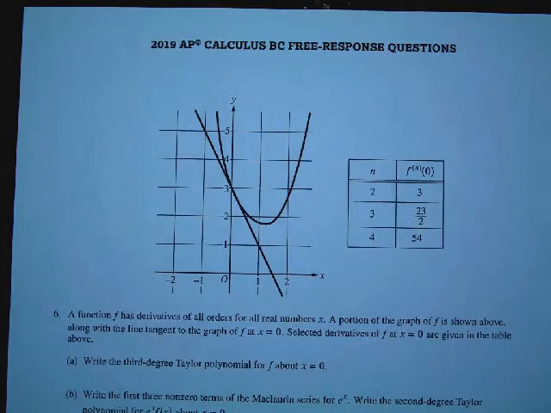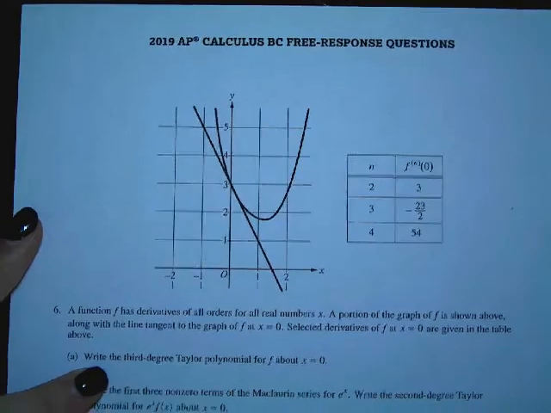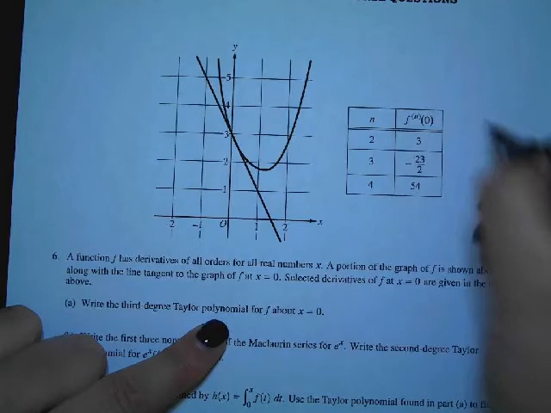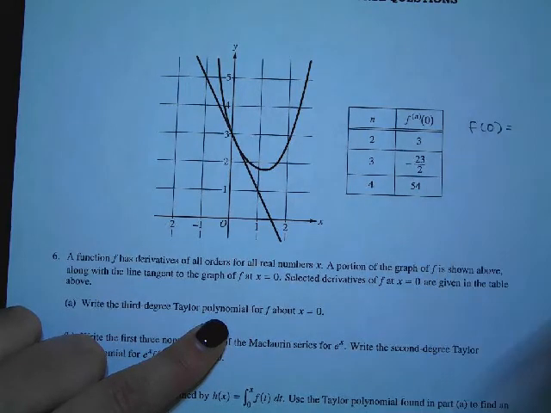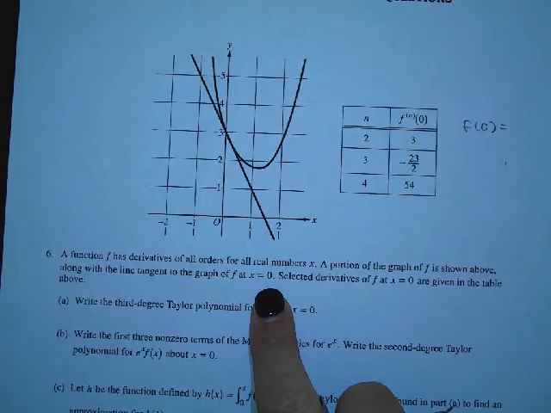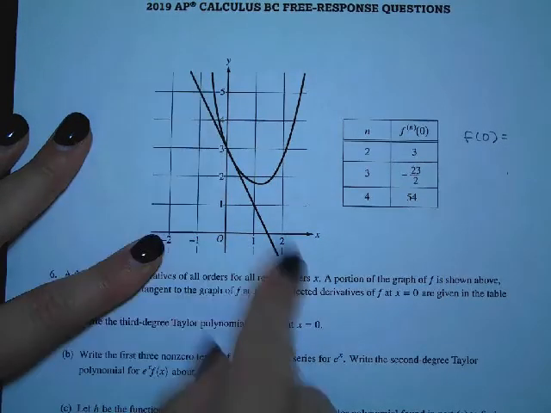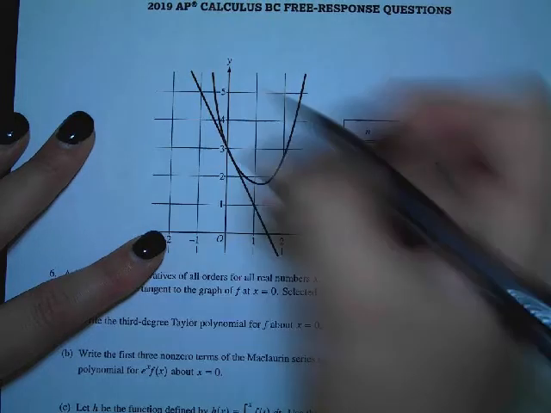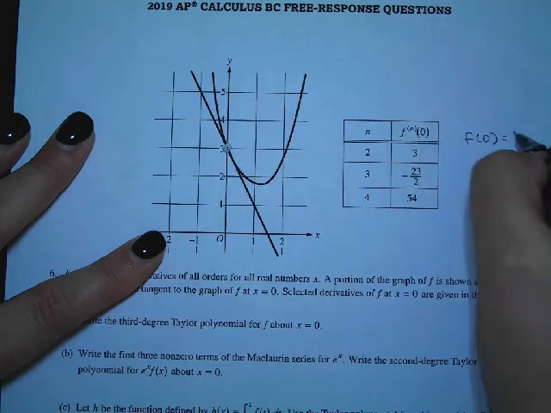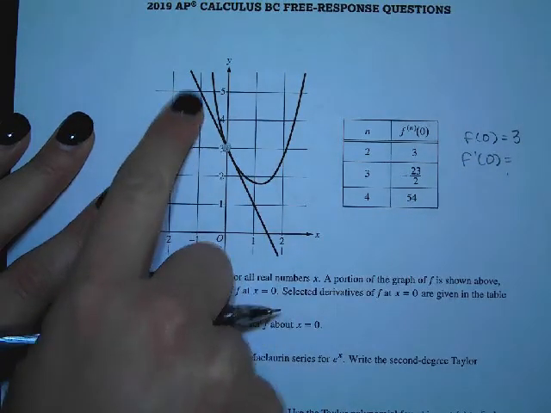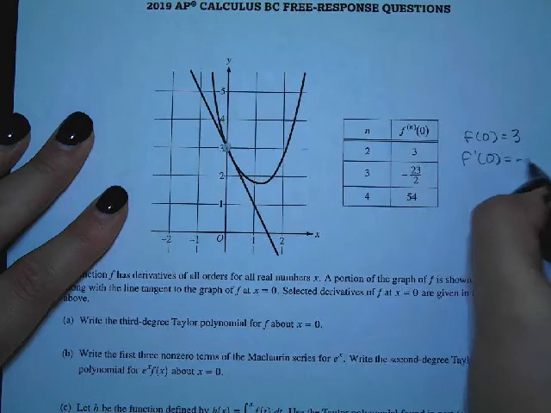Here is the 6th FRQ from the 2019 BC exam. So first they want us to find the third degree Taylor polynomial for f about x equals 0. So f of 0, if you look here, they give you a portion of the graph of f and its tangent line. And so x squared, that graph must be the function, and then x to the 1 power must be the tangent line, which makes sense because it looks like a tangent line. So f of 0 is 3. F prime of 0, it goes down 2 over 1, down 2 over 1. So f prime of 0 is negative 2.